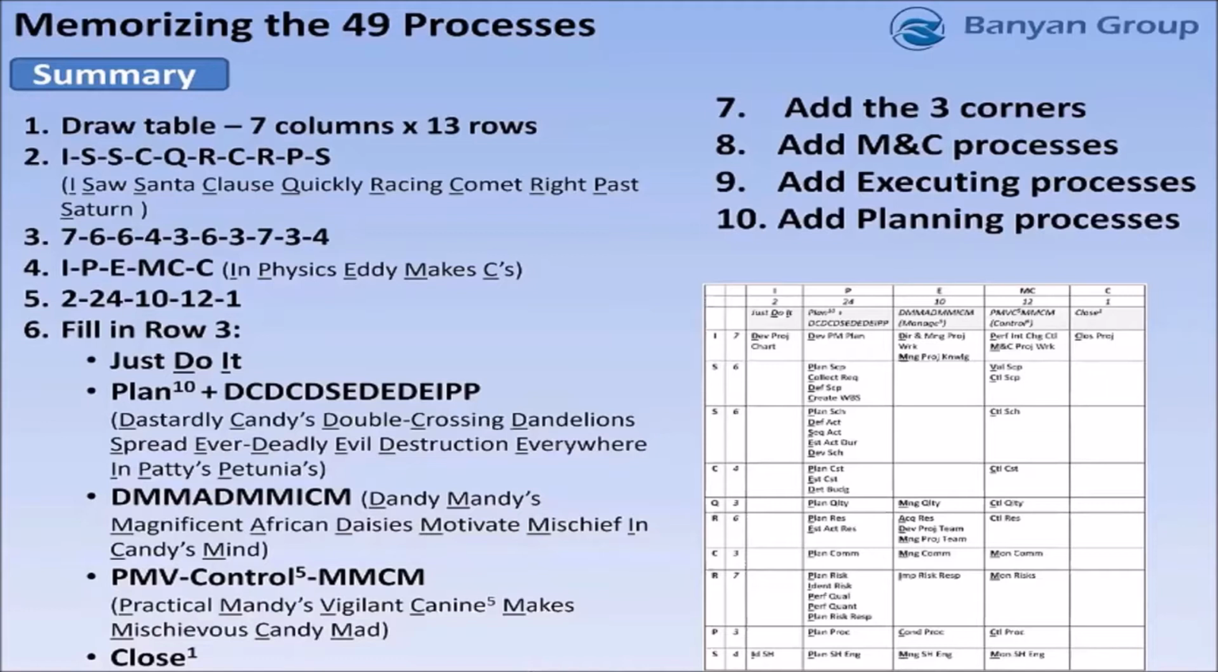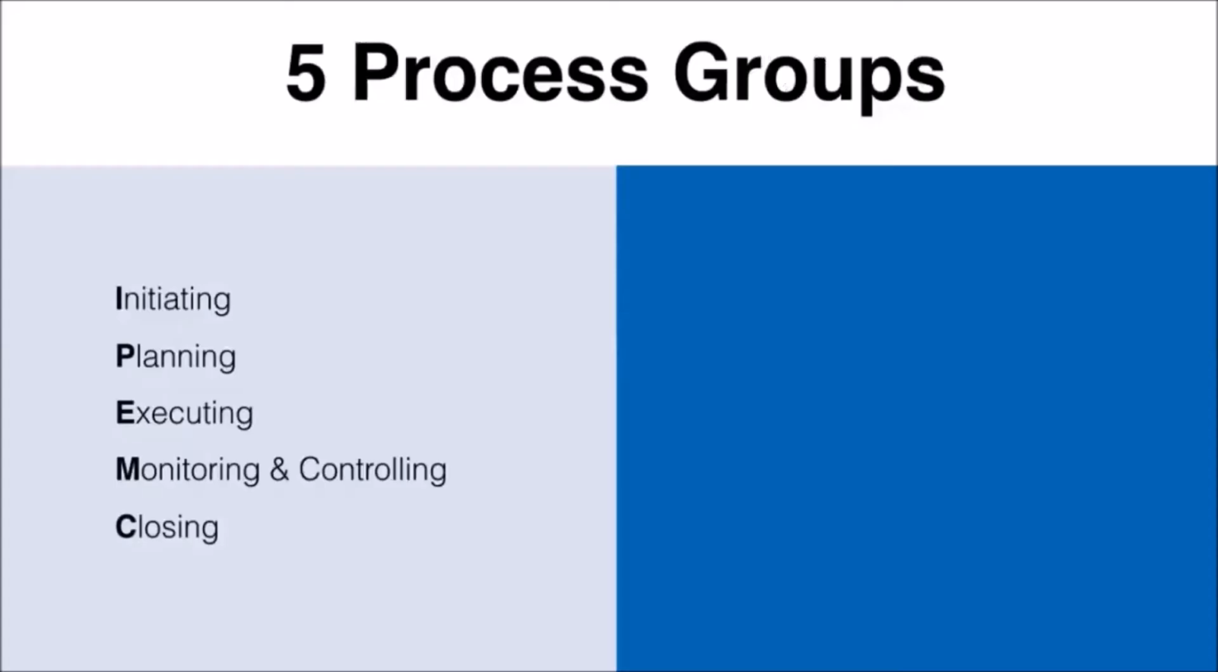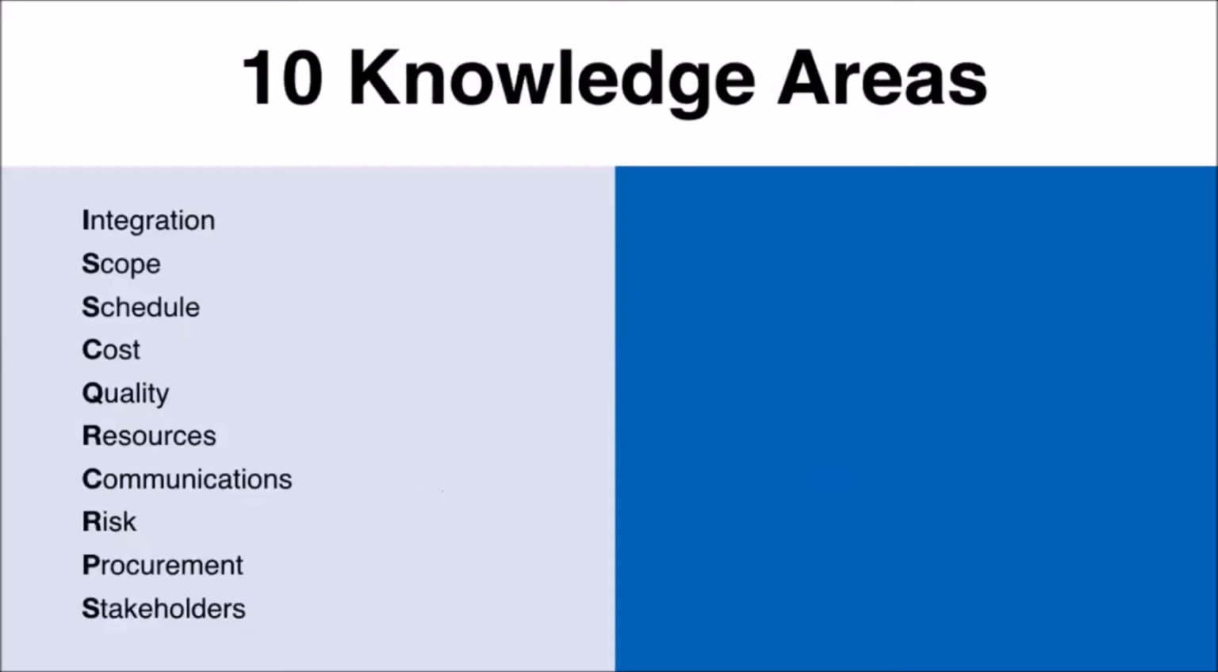What this stands for: I for integration, S for scope, second S for schedule, C for cost, Q for quality, R for resource, C for communication, R for risk, P for procurement, S for stakeholder. Integration, scope, schedule, cost, quality, resource, communication, risk, procurement, stakeholders.